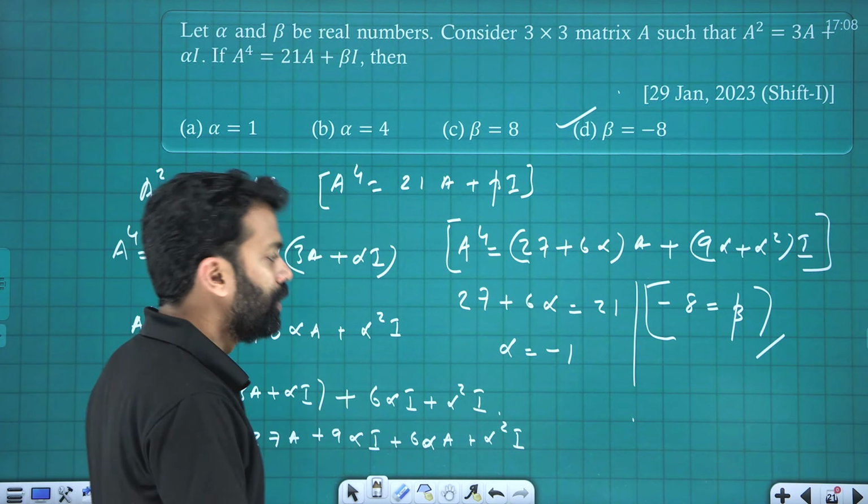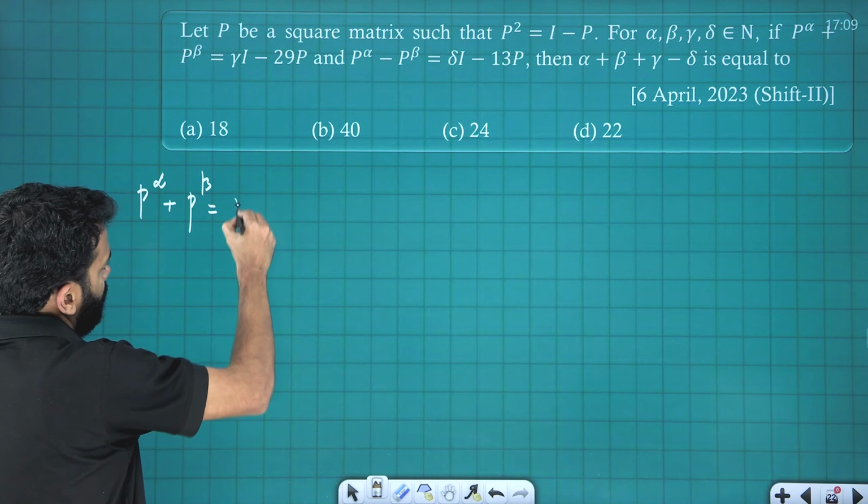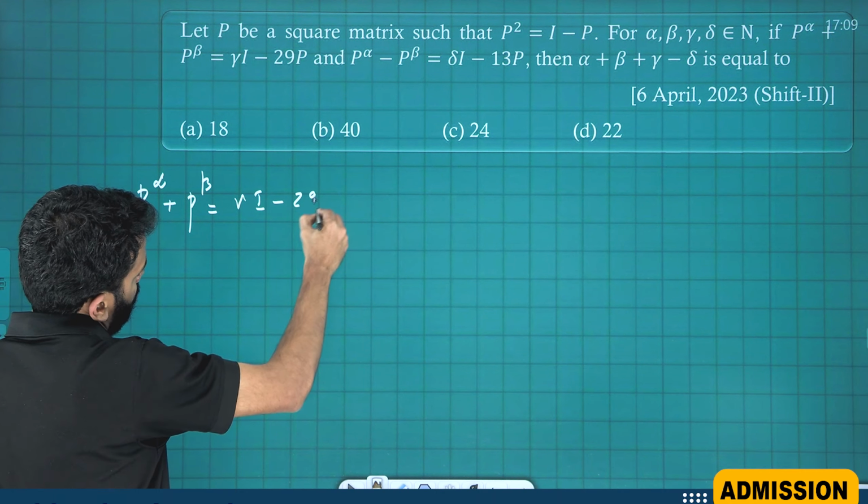Massive one, right? Okay, let's try to do that. It's a funny question actually. So, let's start. What is P raised to alpha plus P raised to beta? That is gamma I minus 29P, right? Gamma I minus 29P. Okay, very well. And what is P raised to alpha minus P raised to beta? That is psi I minus 13P.